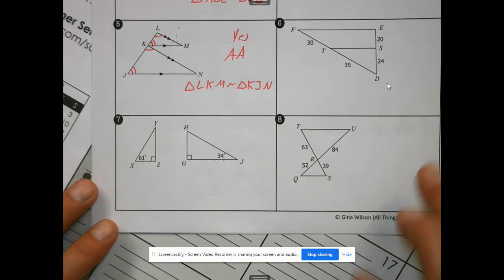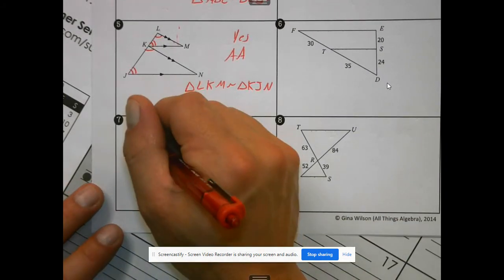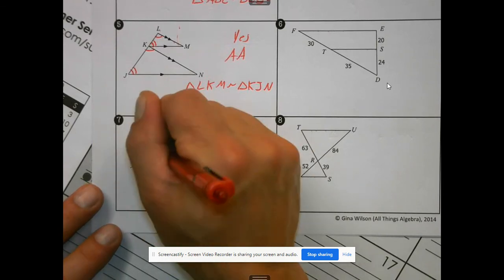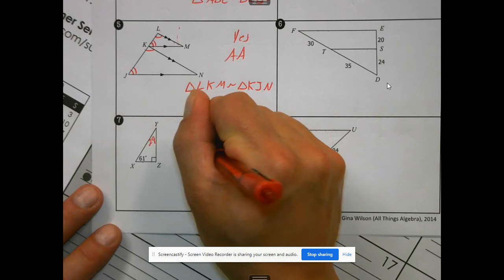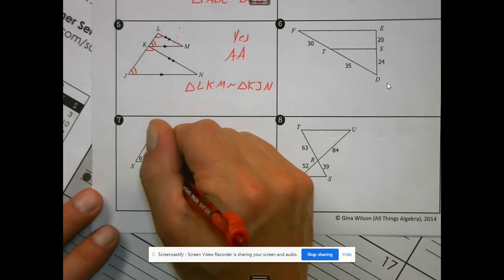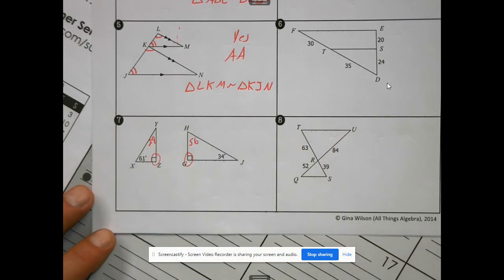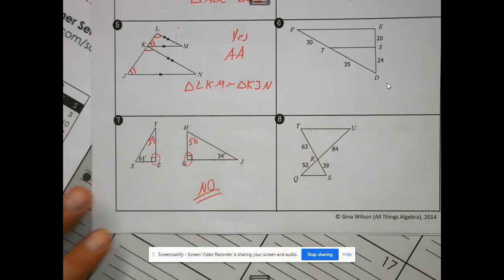Number 7, find the missing angles first. Angle Y is going to be 29 degrees, and H is going to be 56 degrees. Do I have 2 sets of congruent angles? Well, there's one, but the other guys do not match up. That is a no.